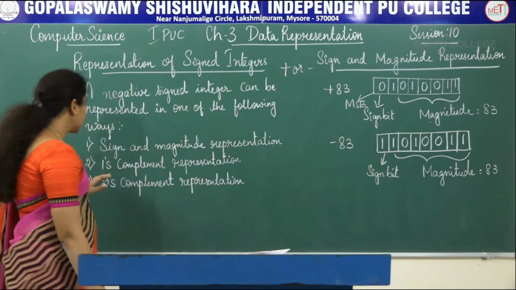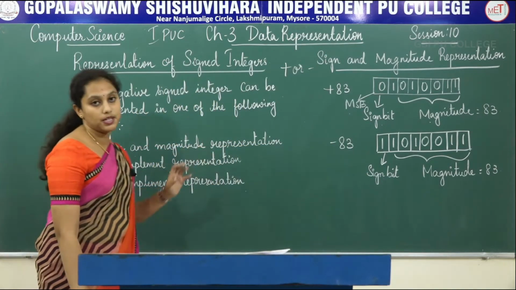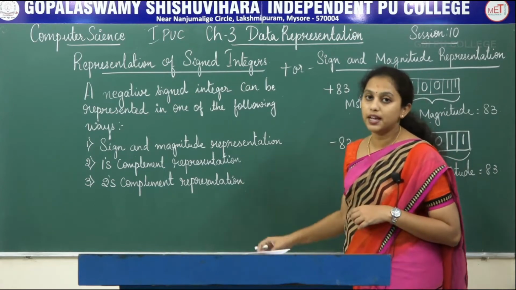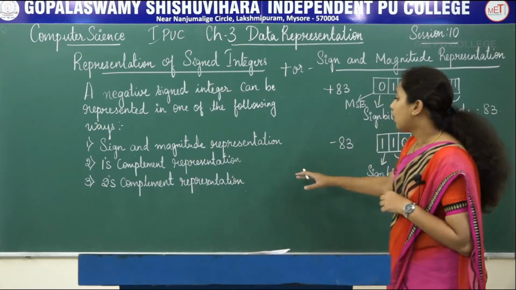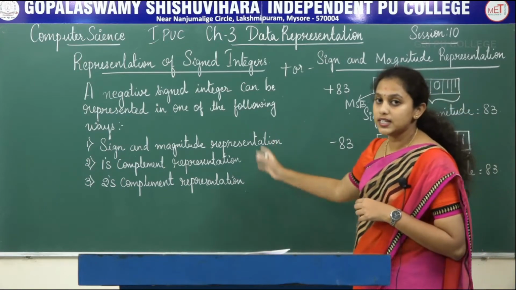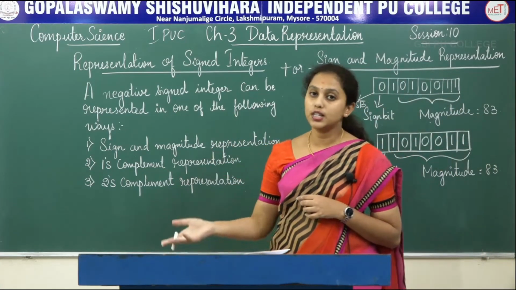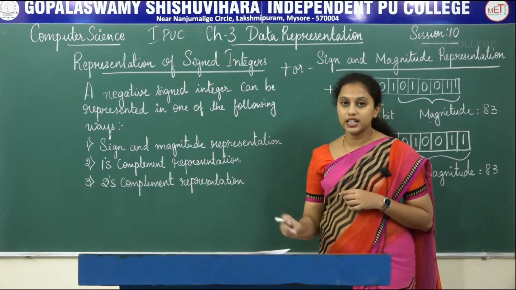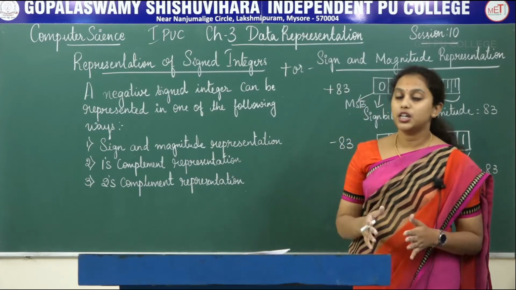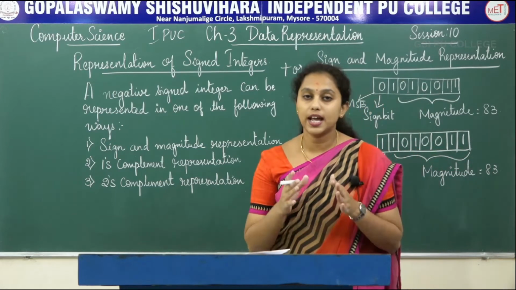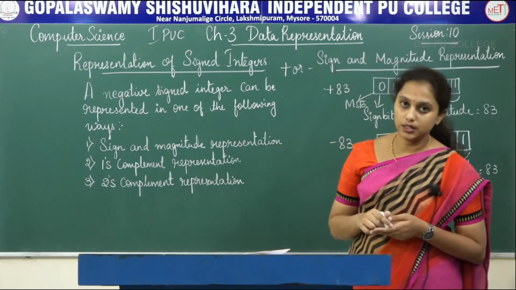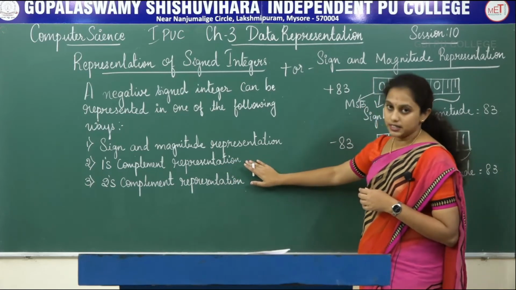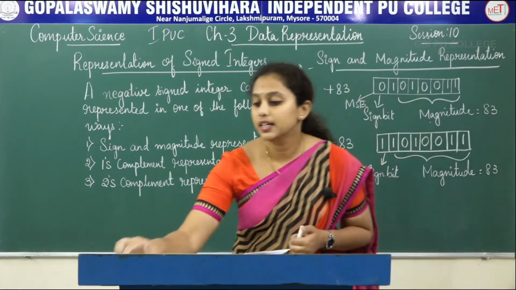Next, what is ones complement representation? The ones complement of a binary number is obtained by changing all zeros to ones and all ones to zeros. So let's solve some problems based on this representation, that is ones complement representation.